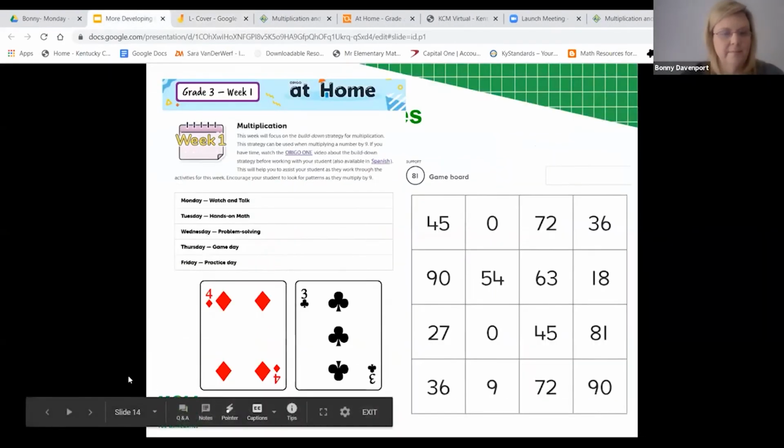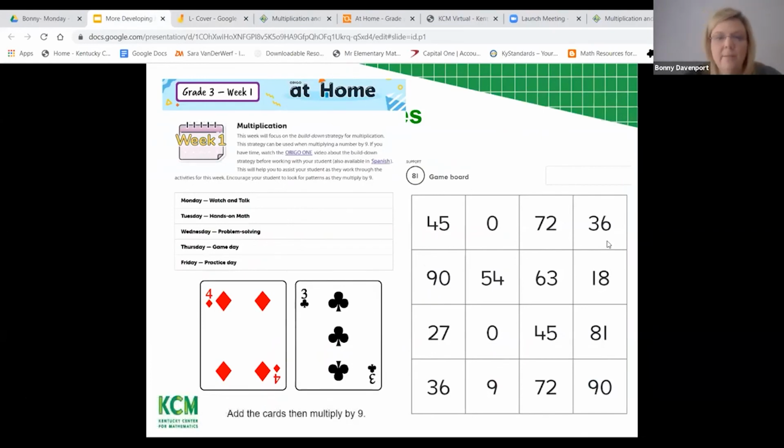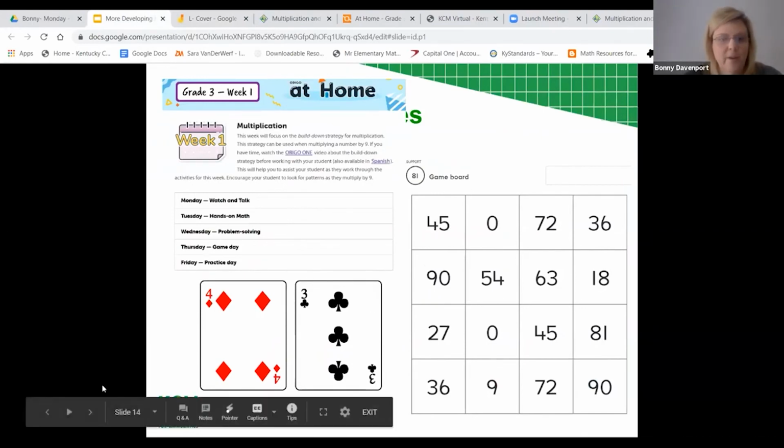Okay. And like I said, those weren't downloadable, so they're just printable. So there is a copy of what they would look like.